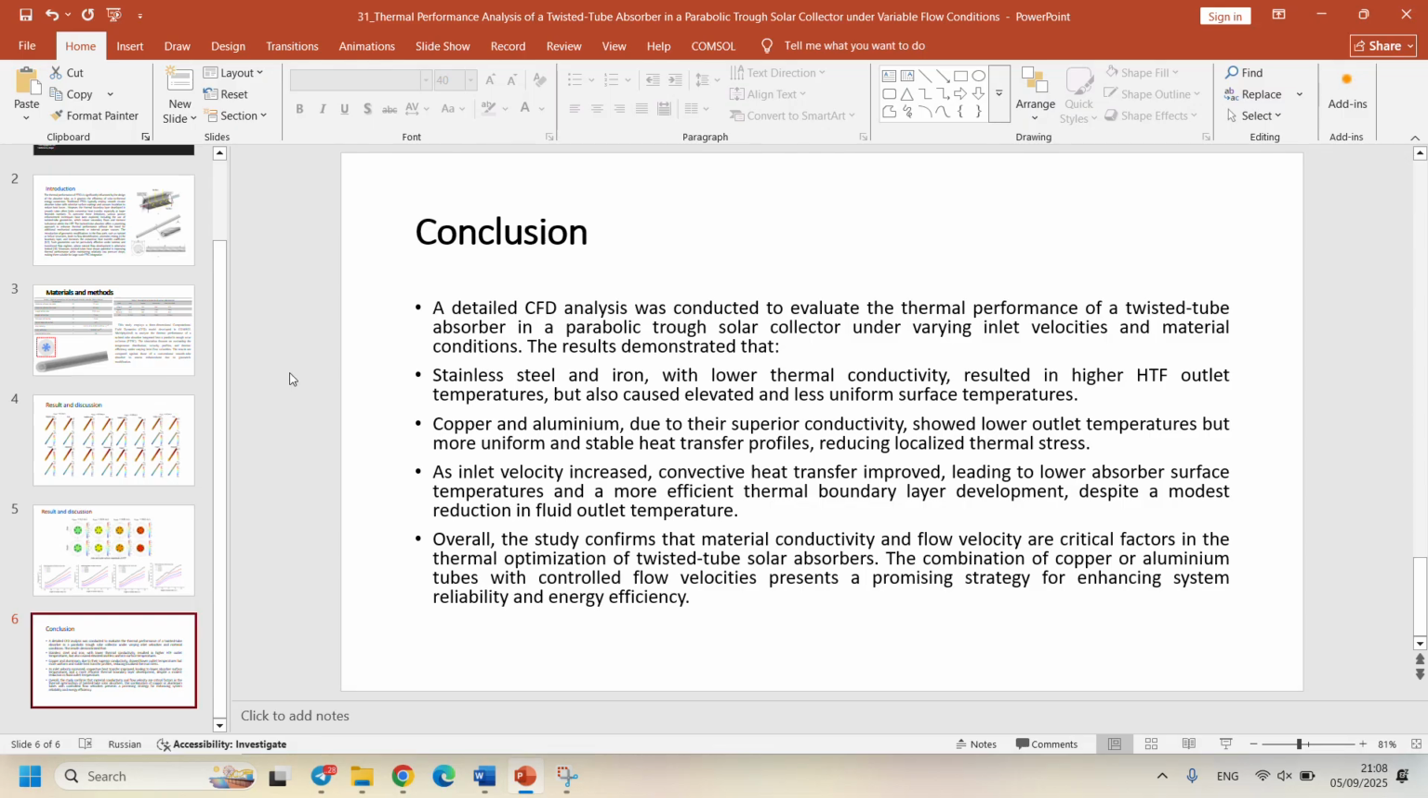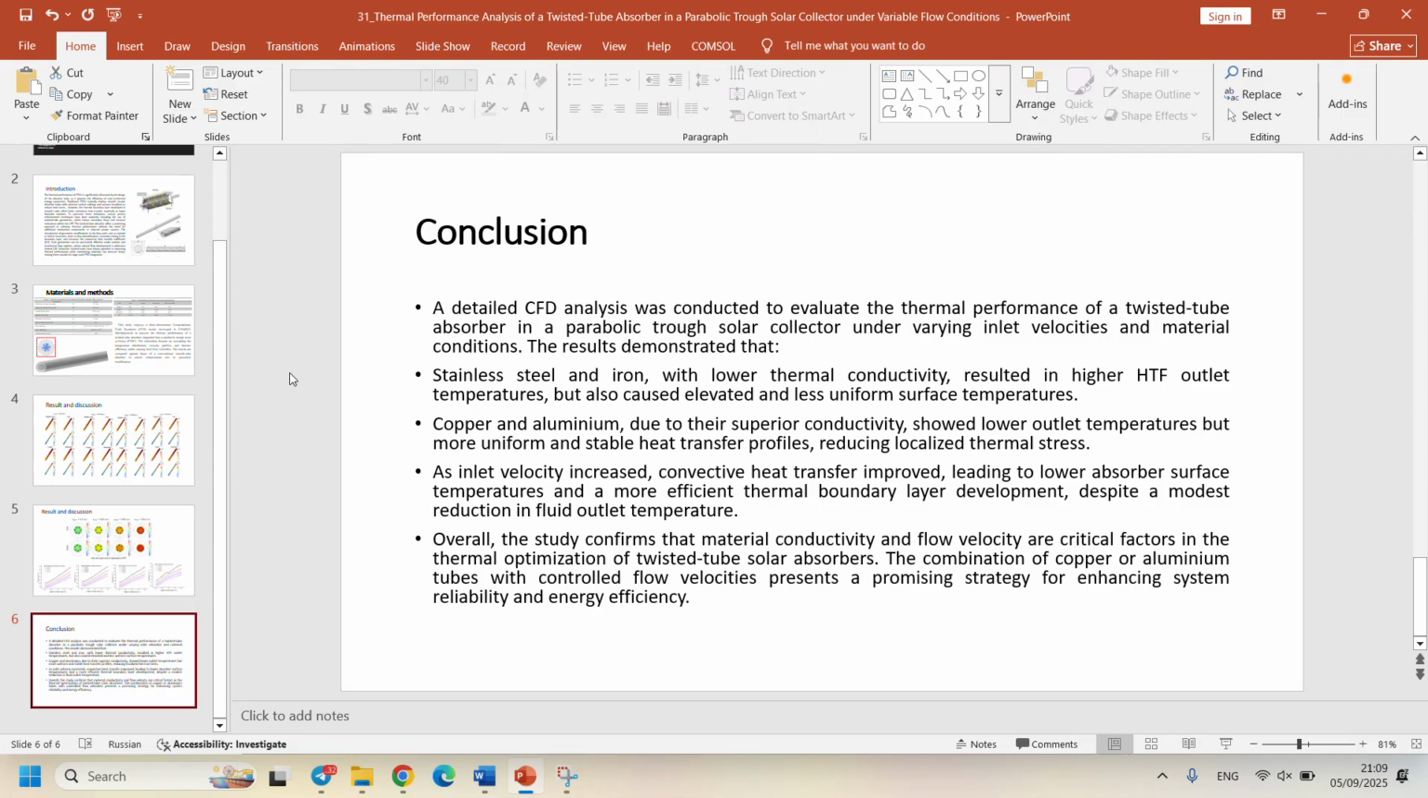Copper and aluminum, due to their superior conductivity, show lower surface temperature variation, but showed higher outlet heat transfer fluid temperature. As the inlet velocity increased, convective heat transfer improved, leading to lower absorber surface temperature and more efficient thermal boundary layer development, despite a modest reduction in fluid outlet temperature.